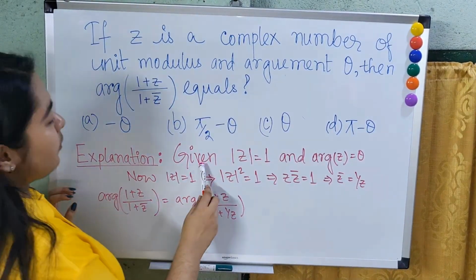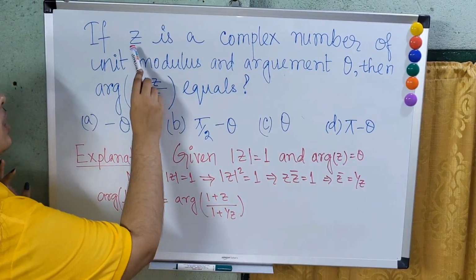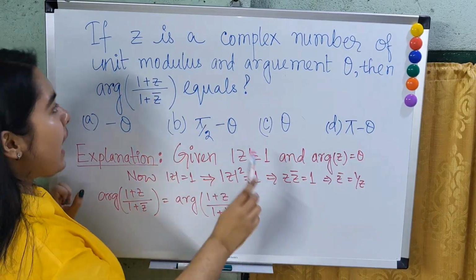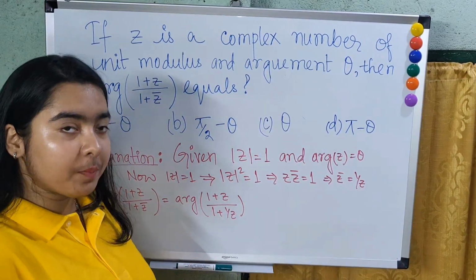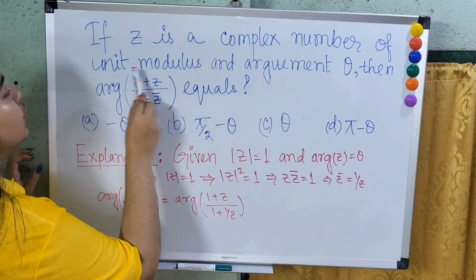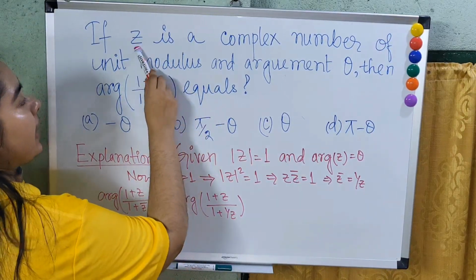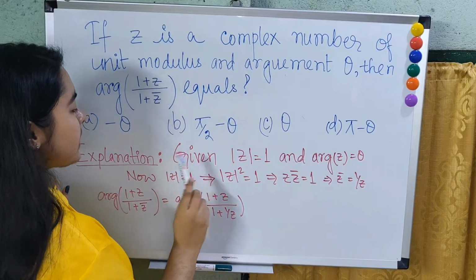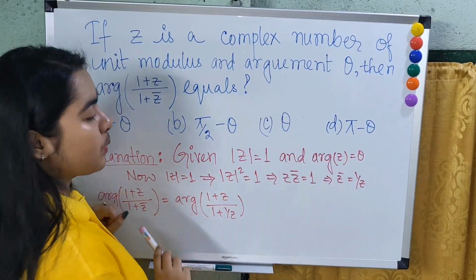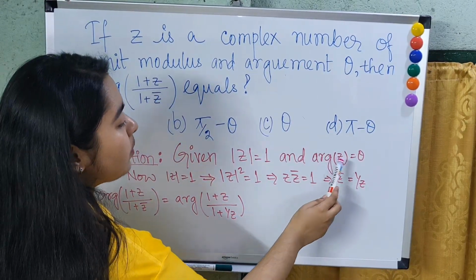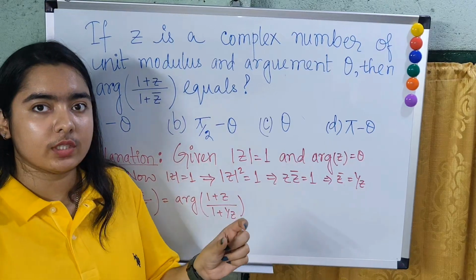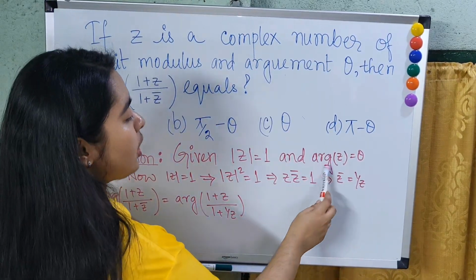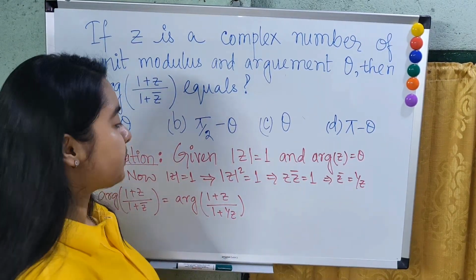See, what is given to us? We are given a complex number z, and what kind of a complex number? A complex number with unit modulus, and that complex number has an argument theta. So what is given to us is that mod z is equal to 1 and argument of z, in short written as arg, so arg of z is equal to theta.